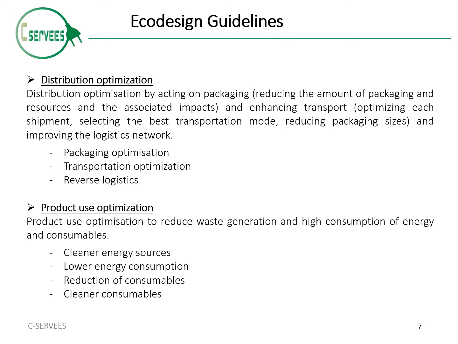The distribution phase can be optimized by acting on packaging, reducing the amount of packaging and resources and associated impacts, and enhancing transport, for example, optimize each shipment, selecting best transportation mode, reducing packaging size, as well as improving the logistic network. Regarding the use phase, the eco-design strategies focus on the optimization of product use to reduce waste generation and consumption of energy and consumables.